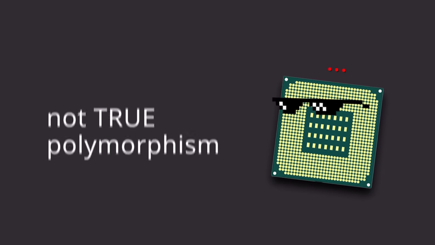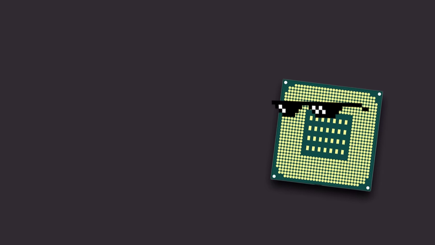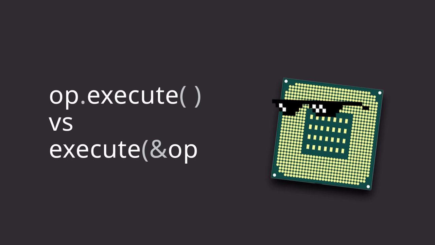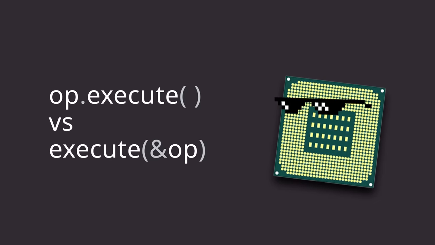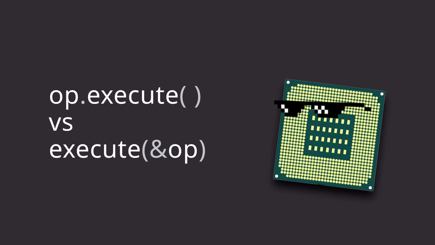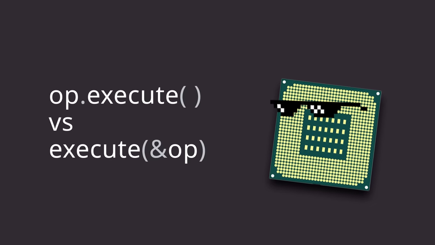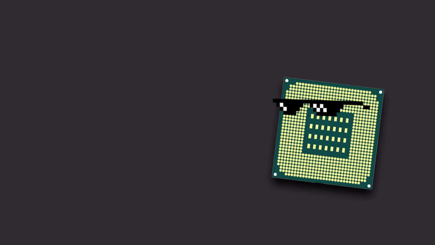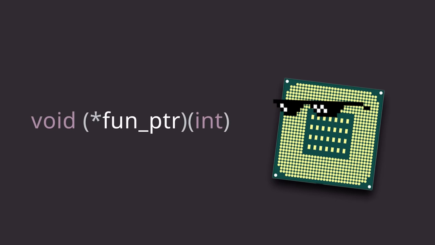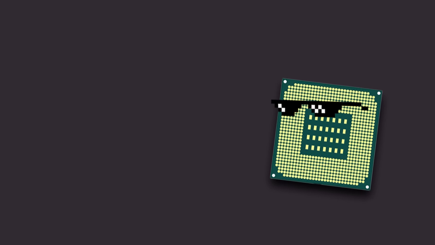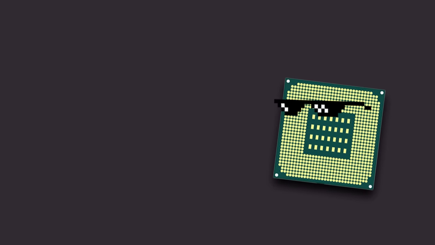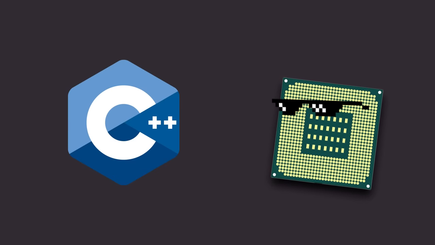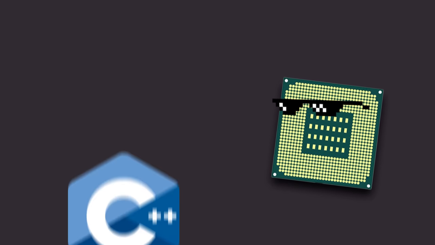Also, notice that we can't use functions inside of the structure like we can in an object-oriented language. We can't say operation.execute or operation dereference and execute. Well, in C, technically we can use function pointers in a structure, but the syntax is kind of gross. So if we wanted to do formal object-oriented programming, this would not pass the test. Instead, we have to use C++.